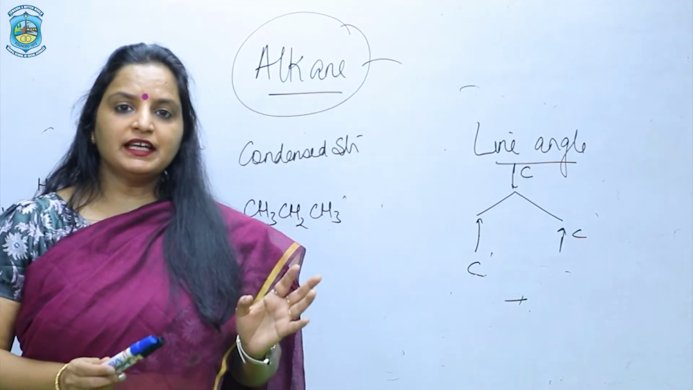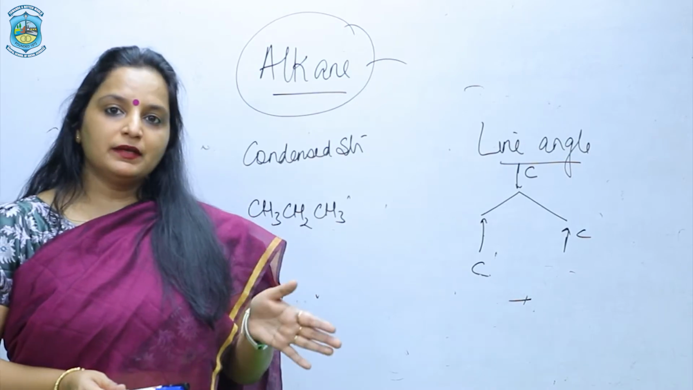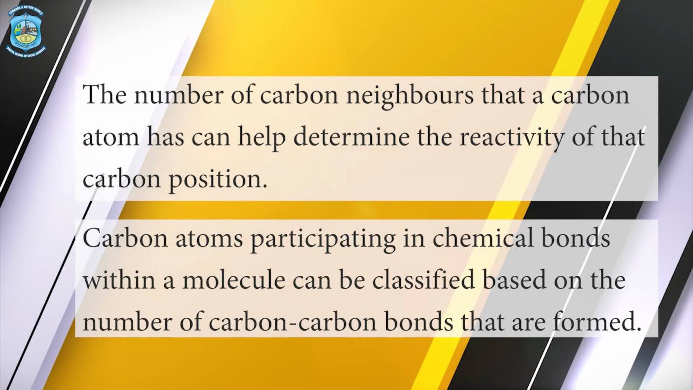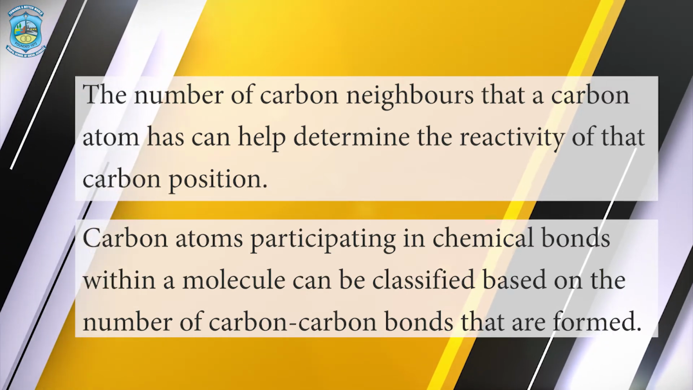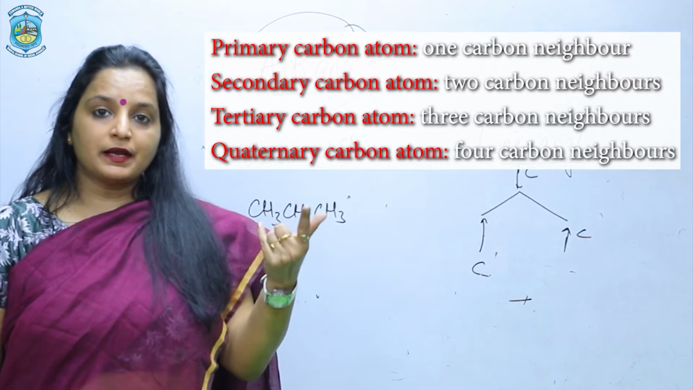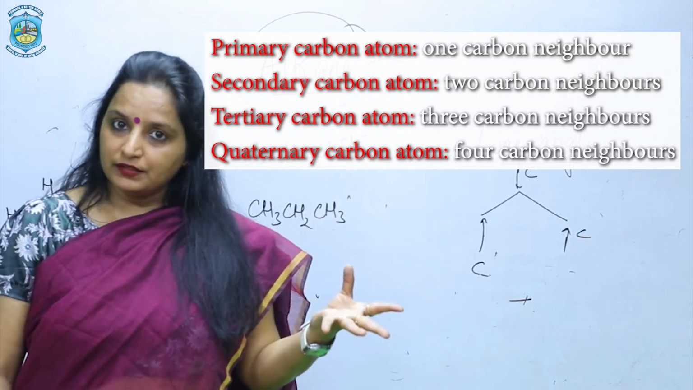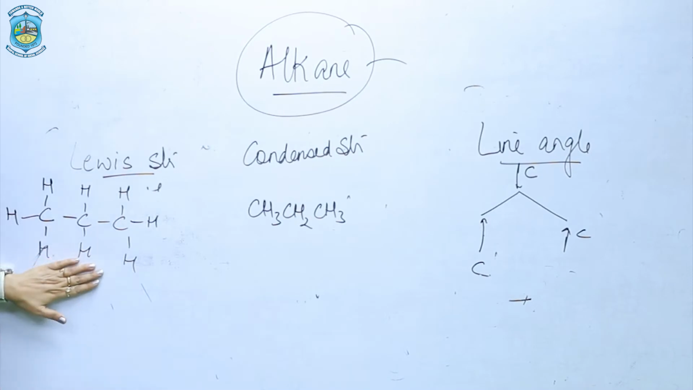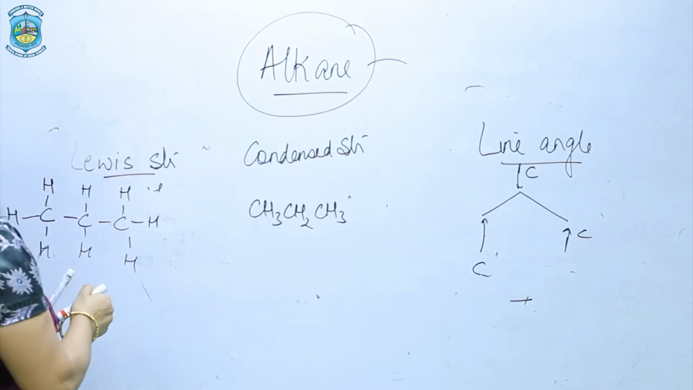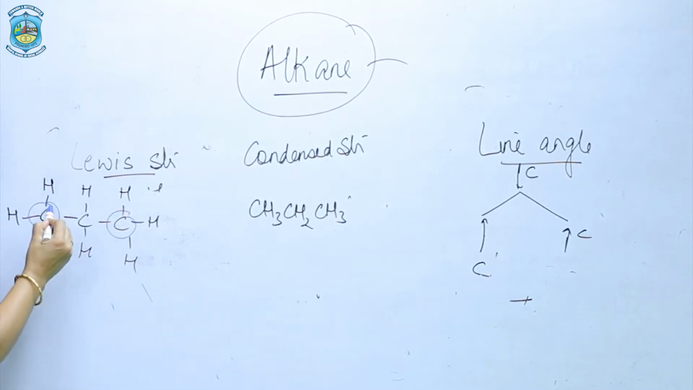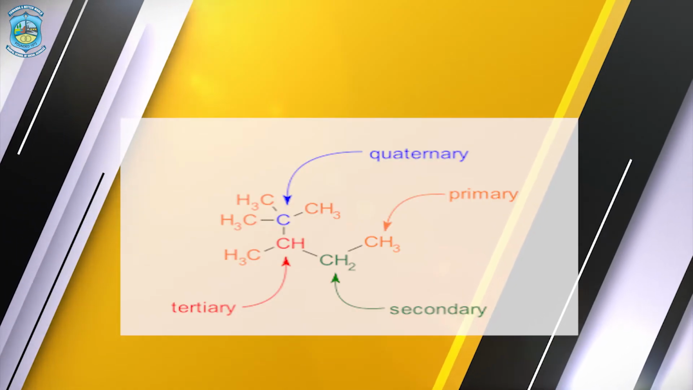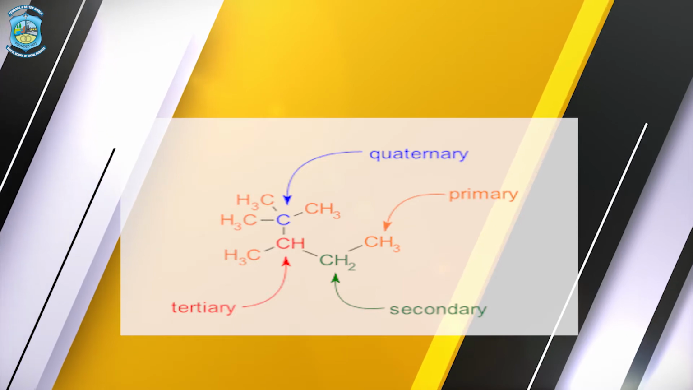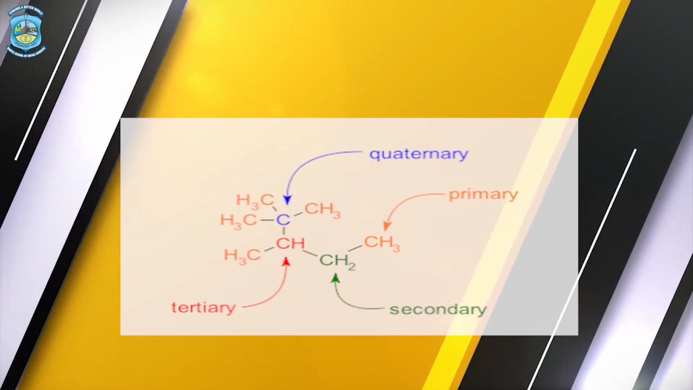Very often we categorize carbon into primary, secondary, tertiary and quaternary. This is important to study the chemical reactivity of alkanes. So let's see how we categorize carbon into primary, secondary, tertiary and quaternary. Let's begin with this example. Consider the carbon at the corner. Each such carbon is forming one bond with another carbon. That means they are directly linked to one carbon. So these carbons can be categorized as primary carbon.